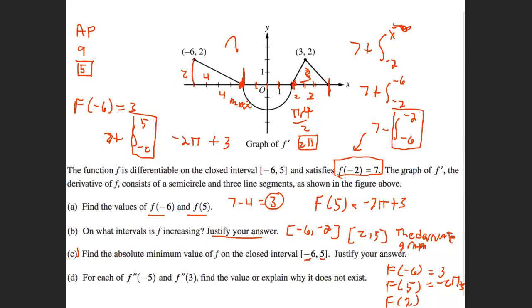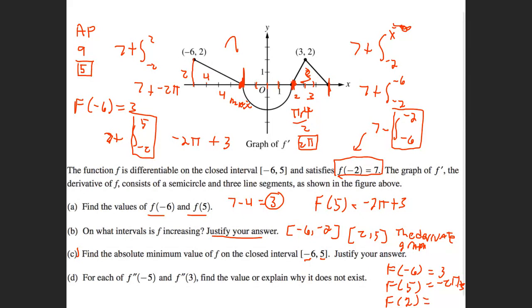Well, f of 2 is 7 plus the integral from negative 2 to 2. Isn't that going to be 7 plus the area underneath this curve? We said it was negative 2 pi.